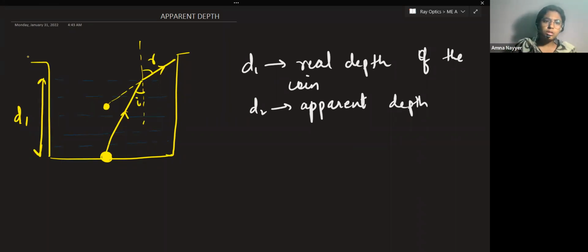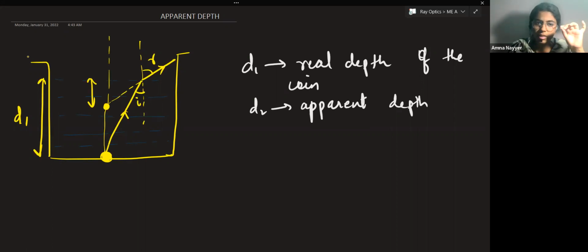So this distance that has been obtained, let me name it. We measure this distance from the water-air interface. From this interface to the image that has been formed, we take this as D2. So let's say this is O1, and this is O2, object 2. But where is the coin actually? This is the real coin. This is the image of the coin.